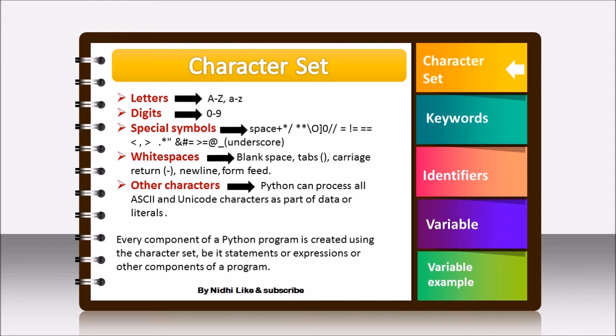Apart from these, there are white spaces. White spaces means blank space, tab, carriage return, that is enter, new line, that is next line, and form feed. Many of these we will use, and if sometimes we are not using them, don't worry about that. By using them you will learn about them. Other characters include ASCII, American Standard Code for Information Interchange, and Unicode. So these are the parts of the character set.